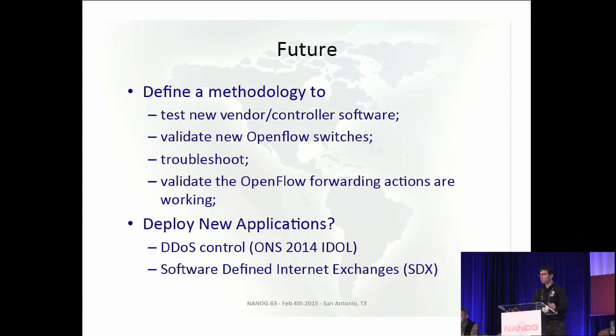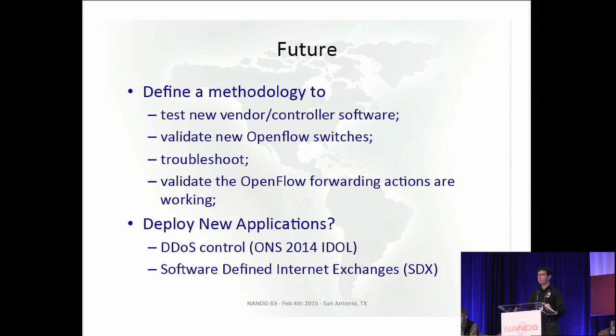So for the future, we still need to define some methodology to test the new vendors, new switches, validate that the switches work, and a methodology for troubleshooting. This is what we are working on now. And make sure that the OpenFlow flows are forwarding the traffic according to what you expect. This might not be very clear, but sometimes the switch does not work the way you expect.